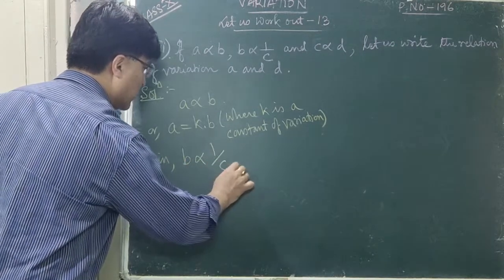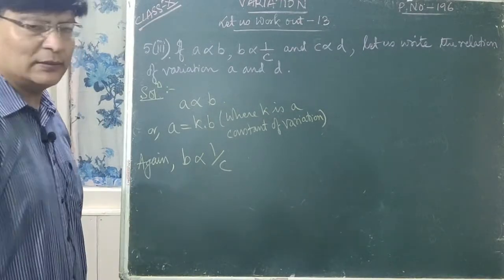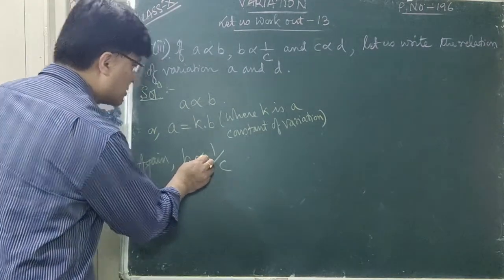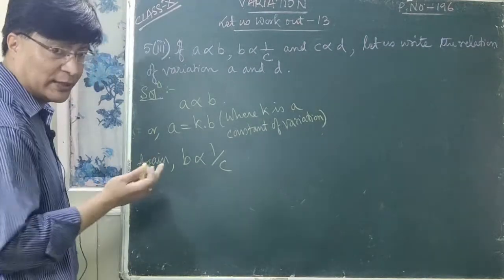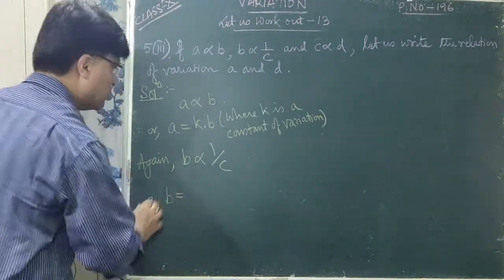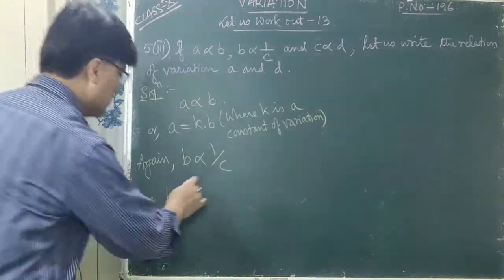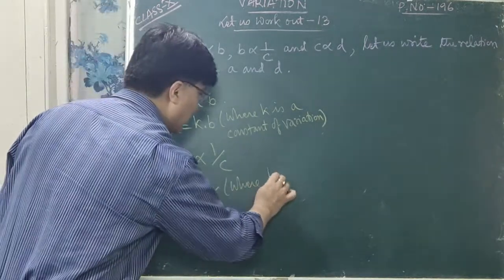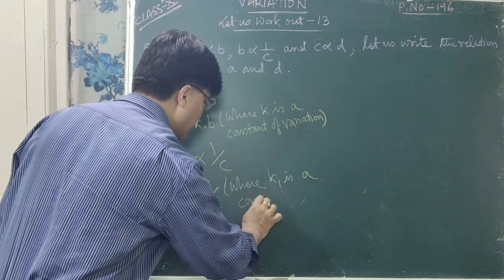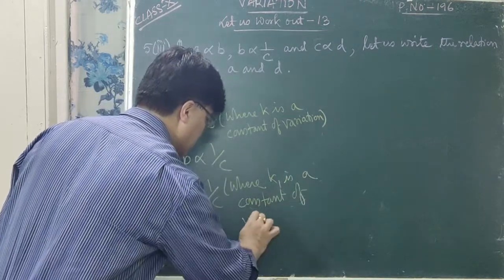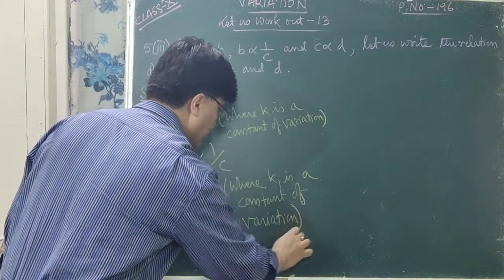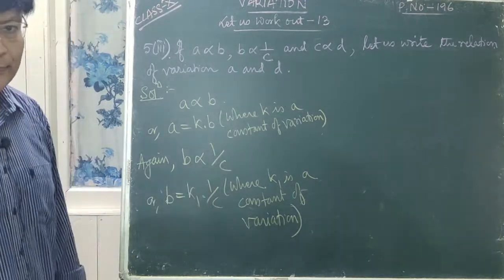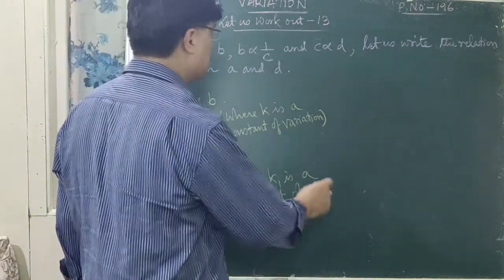Again, B is proportional to 1 upon C. So in this case also, to what should we change this proportional sign? We have to change it to is equal to, okay? And B is equal to, now write another constant of variation, that is K1 into 1 upon C. And inside the bracket, we write where K1 is a constant of variation. Is that clear to all of you? That means we got the value for B, which is equal to K1 into 1 upon C. Is that clear?